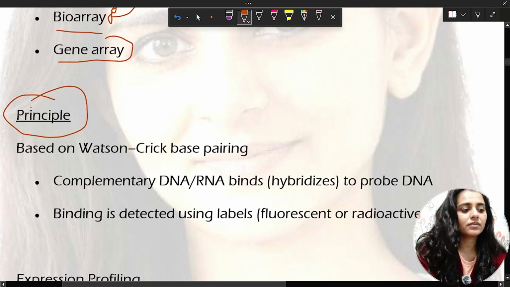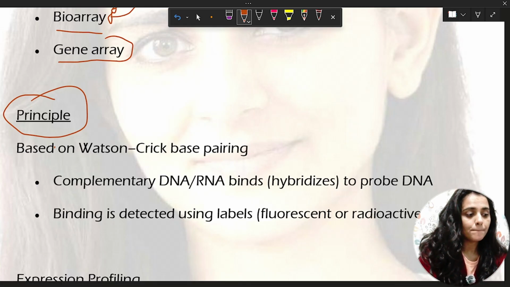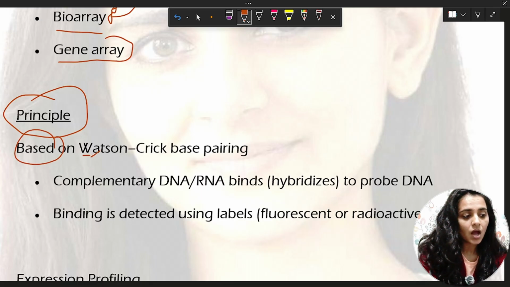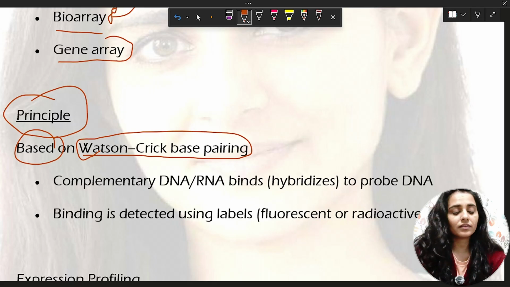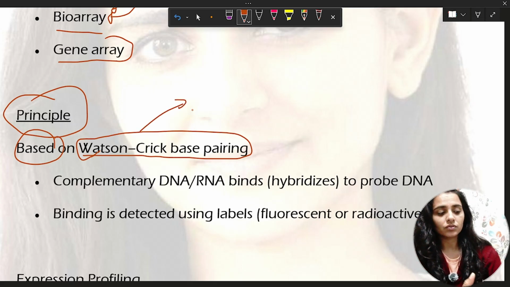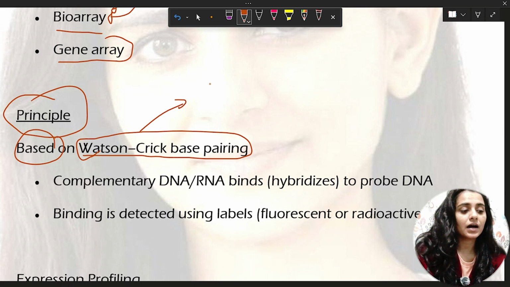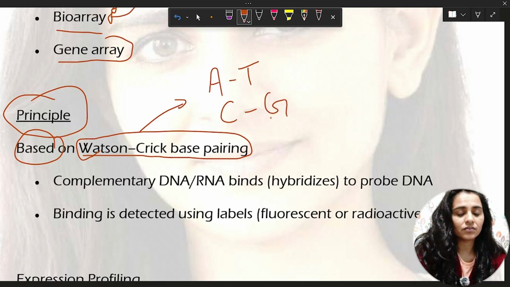What is the principle on the basis of which this technique works? The principle is based on Watson and Crick base pairing. What is Watson and Crick base pairing? Watson and Crick base pairing is like A will base pair with T, C will base pair with G, and that is vice versa.